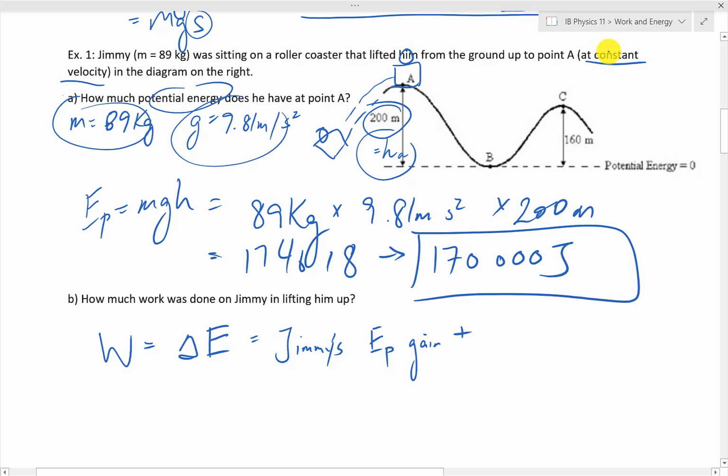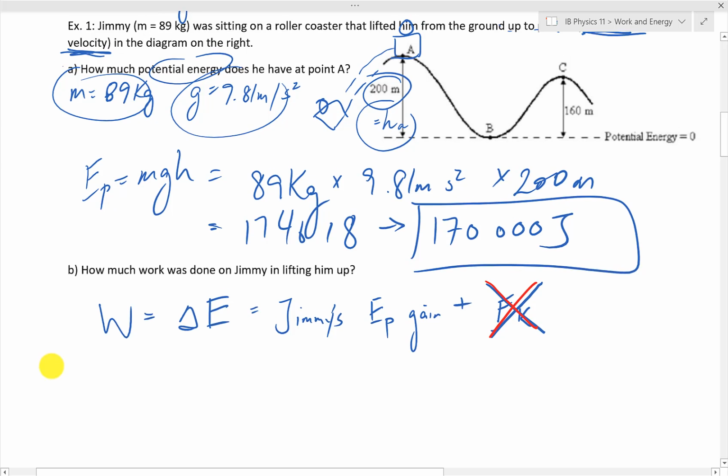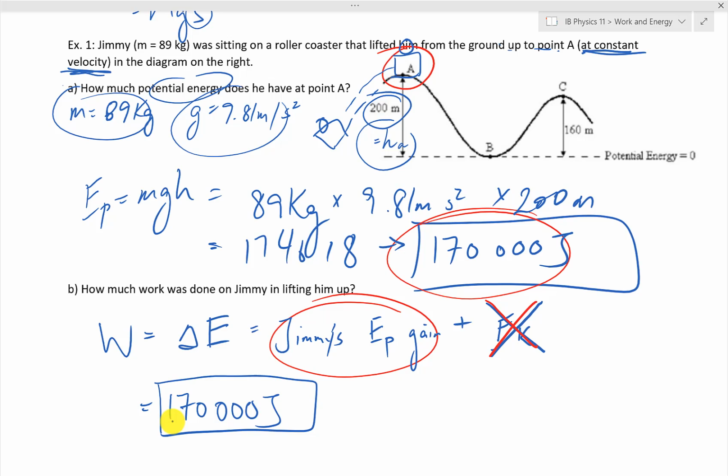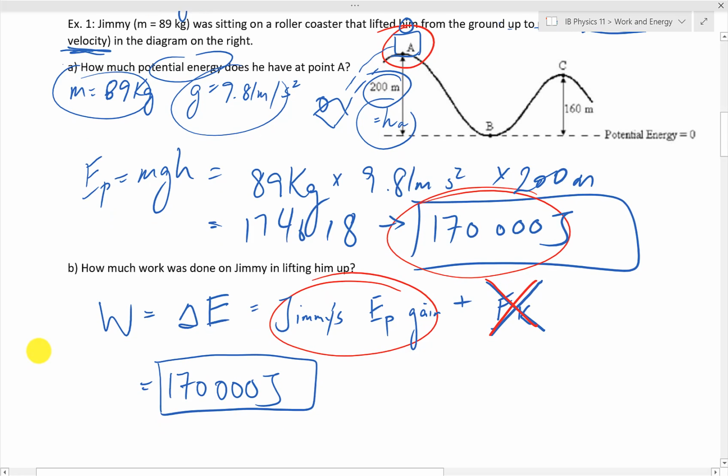But here the question says he is going from the ground up to point A at constant velocity. If he is not gaining speed, he is not gaining kinetic energy. So there is no kinetic energy gain here. Since Jimmy's only gaining whatever potential energy he would have at A, the work done on Jimmy would be just the potential energy that he gained in question A. Wow, you didn't have to calculate anything.